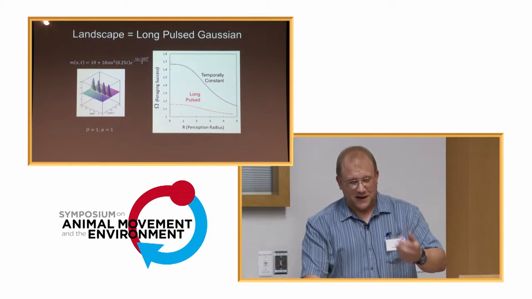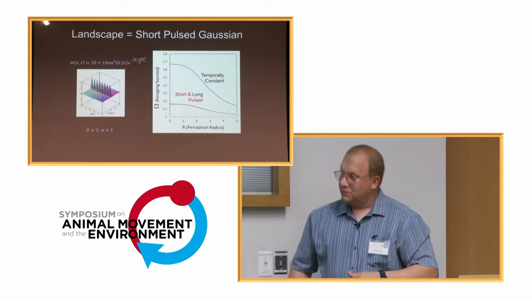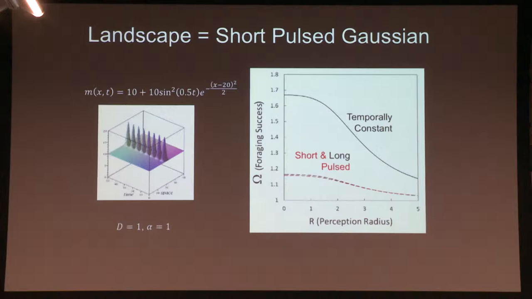What happens if we speed it up? So now we have a faster change in the landscape. Well, that doesn't really change too much. Now we've got short versus long pulses. That doesn't change our omega function there in any way.